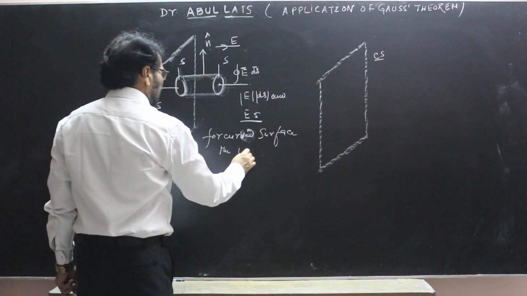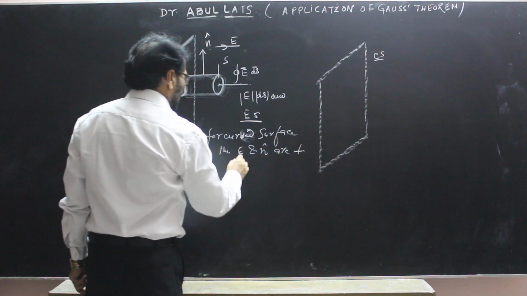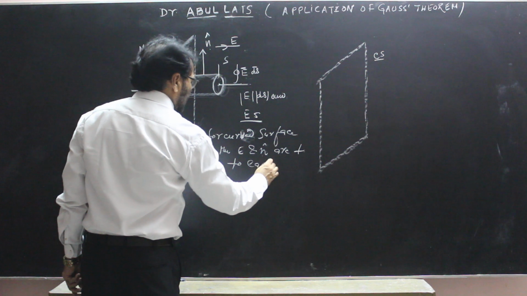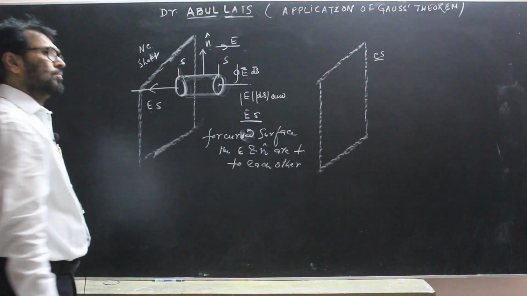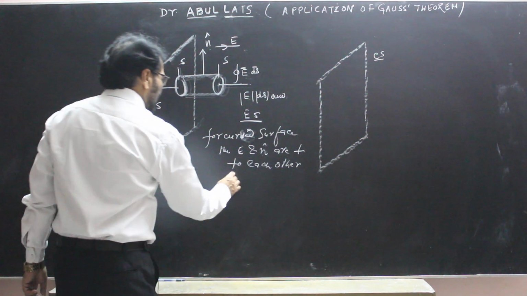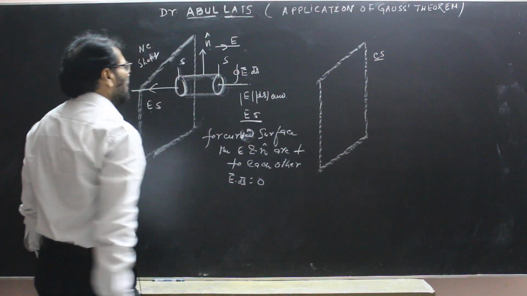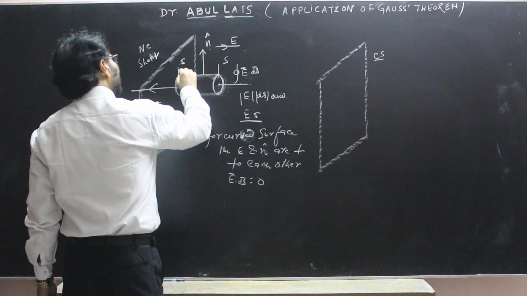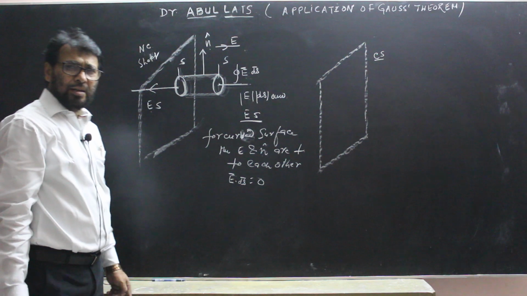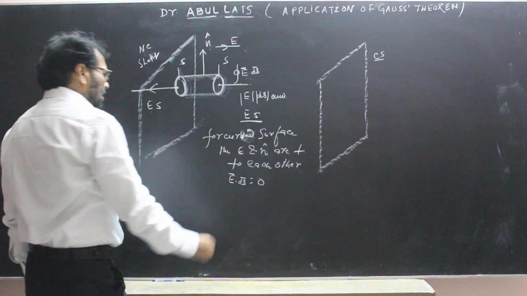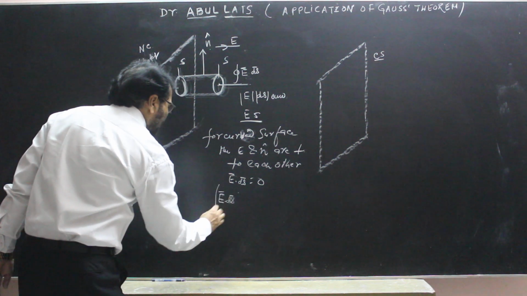So for the curved surface, E and N are perpendicular to each other, and that is why E dot ds is 0. So here E dot ds is E into S, here it is E into S, and for the curved surface E dot ds is 0. So now E dot ds for the closed total surface is sigma multiplied by S.